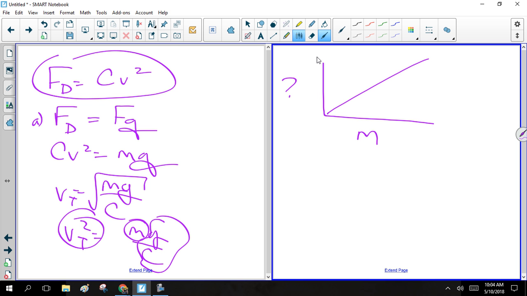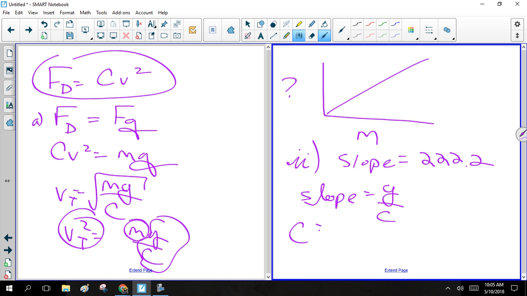Yes? All right. So the next thing you had to do, it says use your graph to calculate c. So what you want to do is find the slope. When I found my slope, I got 222.2. So as long as you end up somewhere in that neighborhood, you should be good. And then remember, according to this, our slope is g over c, right? Which means that c is g over our slope. Follow?